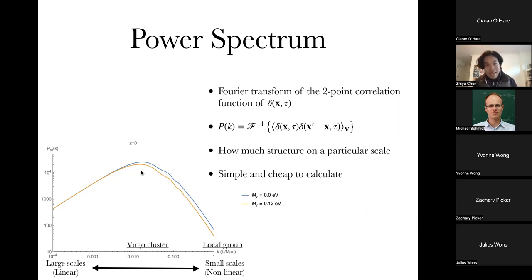And this now, you can interpret it as how much structure you would expect on a particular scale. So if we have two cosmologies, the blue one and the orange one, and at k of 0.1 the blue one has a higher power spectrum than the orange one, then you can say that in the blue one you expect to find more structure of this particular size compared to the orange universe. So it's a simple kind of interpretation, and importantly, very cheap to calculate. Computing this is relatively straightforward.